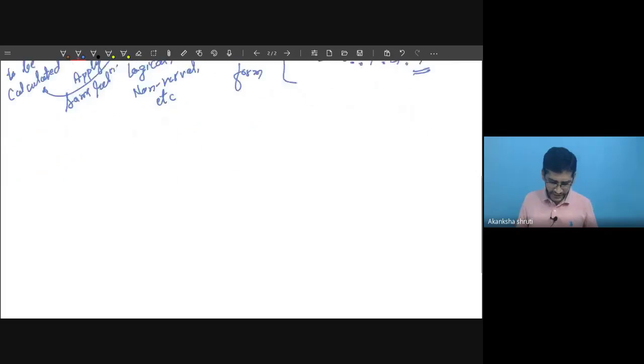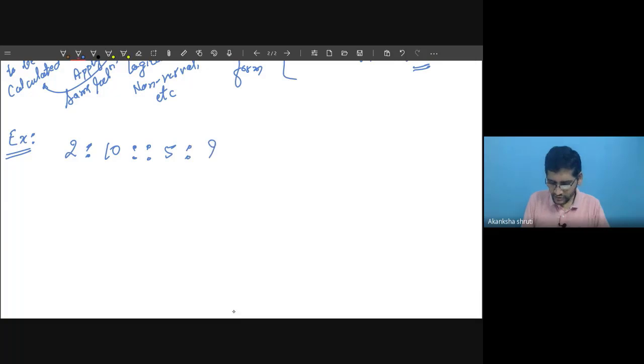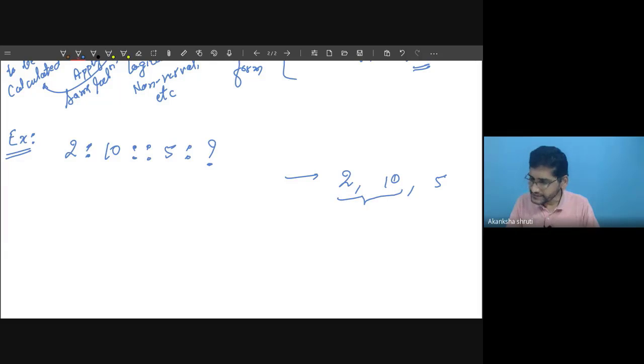So how is the question? Students, let me illustrate with one example. 2 is to 10, and another one is, say, 5 is to what? Students, we have to keep in mind here, in such a case, if I convert this into the series form, what are we getting? 2, 10 and 5. It simply means that. So in series form, if I apply the concept of series in the first two, various relations are possible, but that relation cannot be verified.